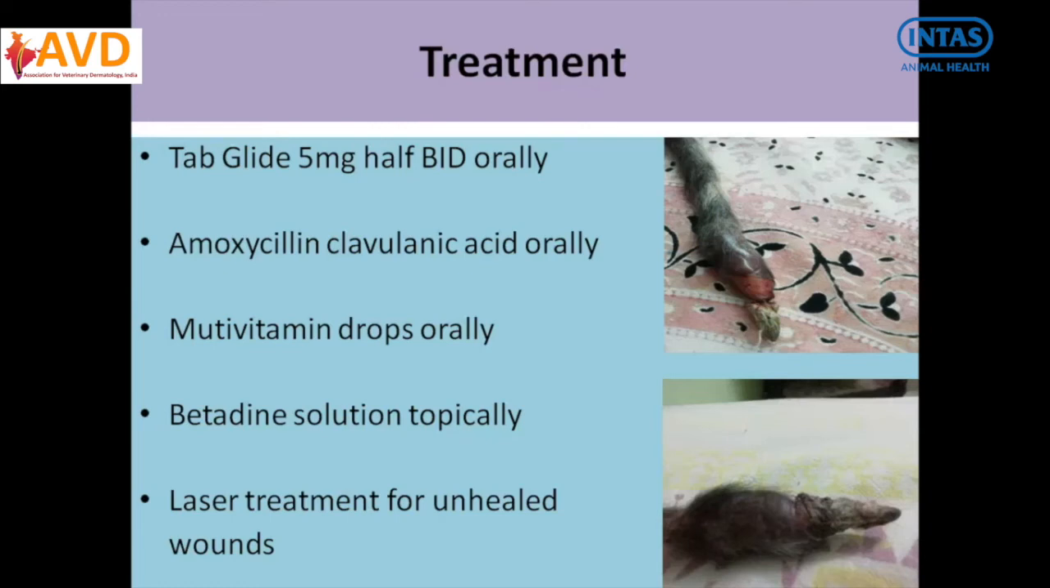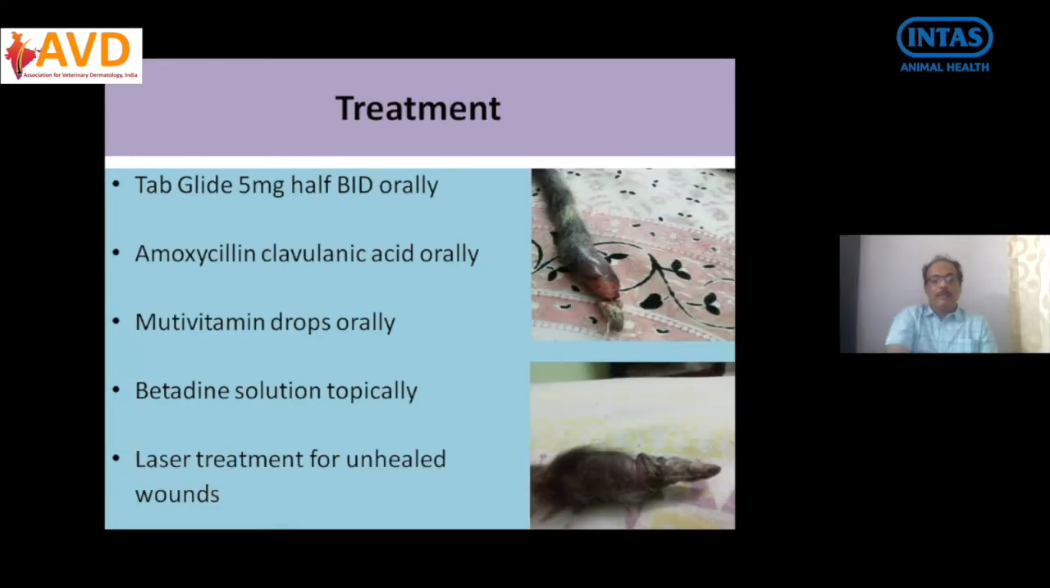Five mg was used, half given to the cat twice daily orally. Amoxicillin clavulanic acid as an antibiotic was also given to prevent secondary bacterial infections. Multivitamin drops were also given, betadine solution, and now laser treatment, because the animal showed marked improvement, the hair growth started, but still the tip of the tail had some lesion. So we are now employing laser treatment for unhealed wounds, and the animal has improved a lot.